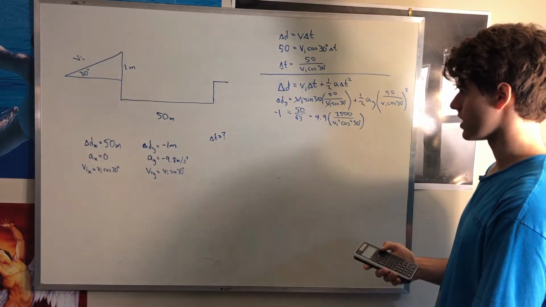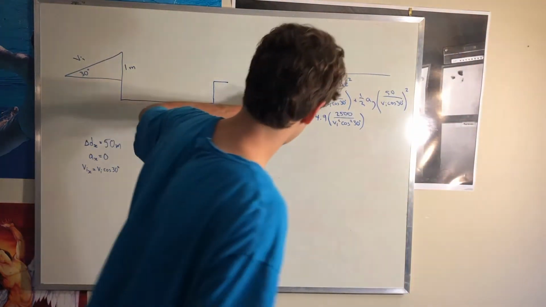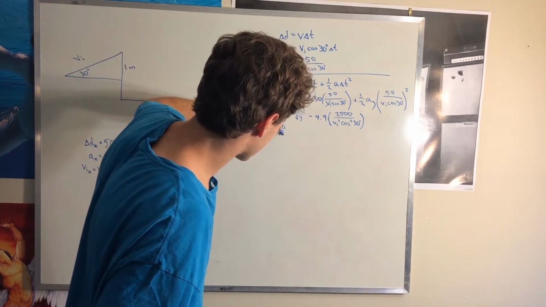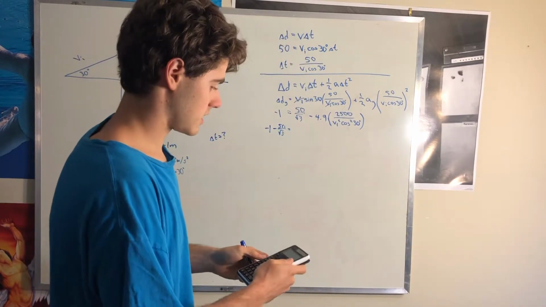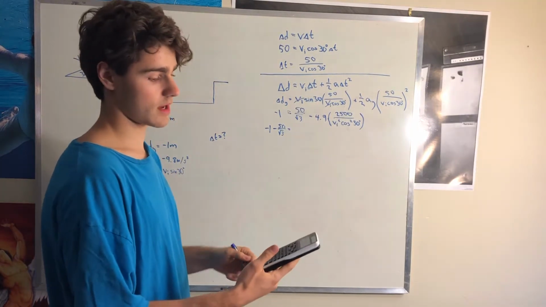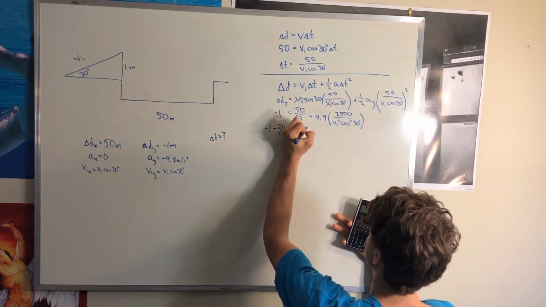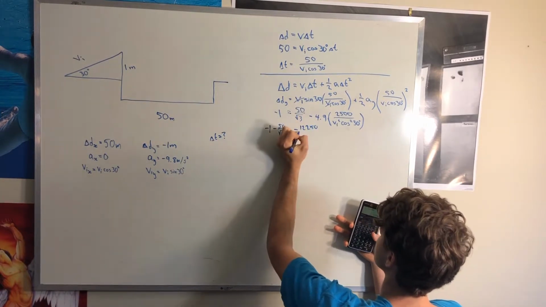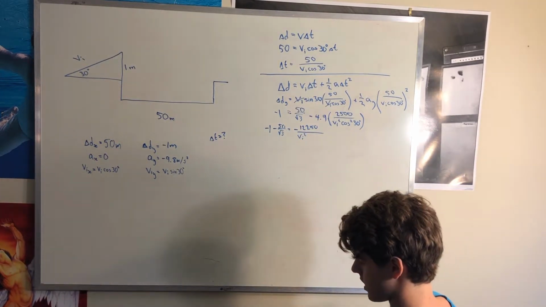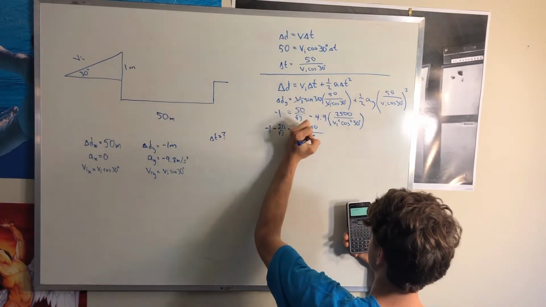From this, what can we do? We could subtract 50 over root 3 from both sides. So we'll have negative 1 minus 50 over root 3. That equals negative 4.9 times 2,500, which equals negative 12,250 over vi squared, and cos 30 squared is 3 over 4, so 0.75.